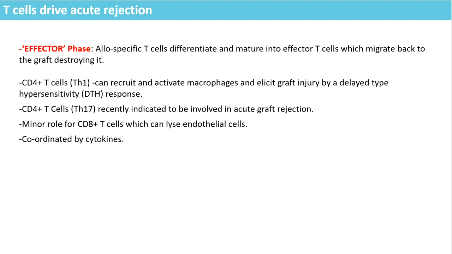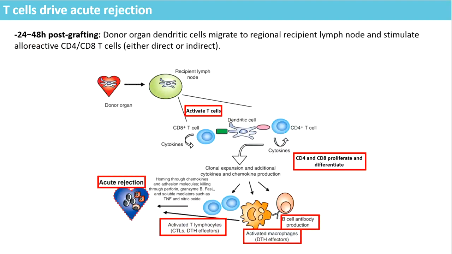There's also, recently, a role that has been shown for Th17 in graft rejection, and as we saw on the previous slide, there is a role for CD8 T cells as well, because they can provide direct lysis of the endothelium within the graft. But all of this is coordinated by cytokines, and that's important to remember. So this is just a little bit of a summary.